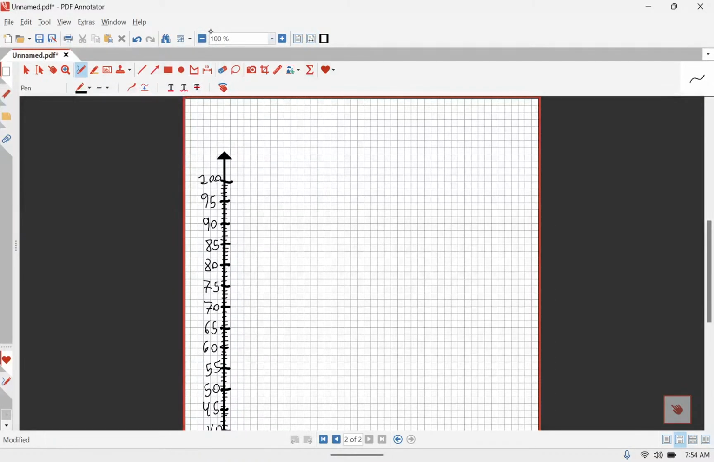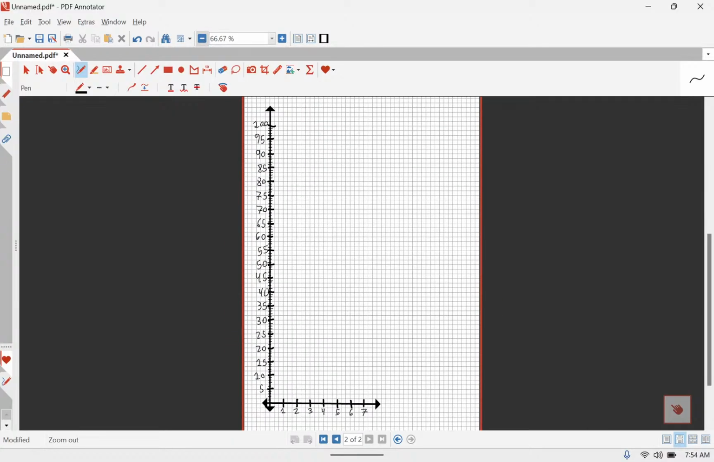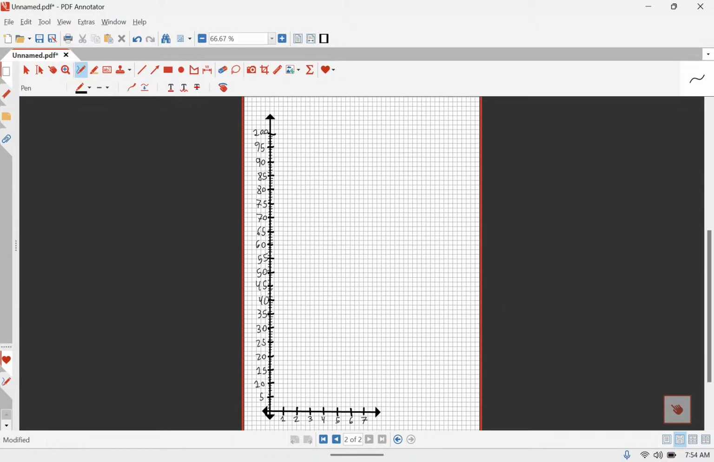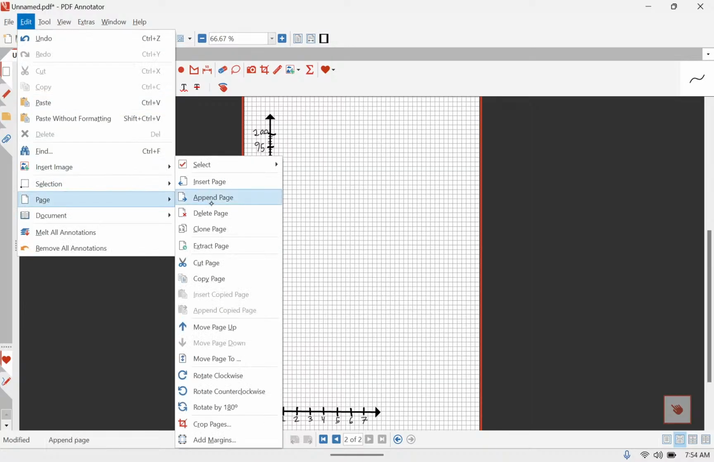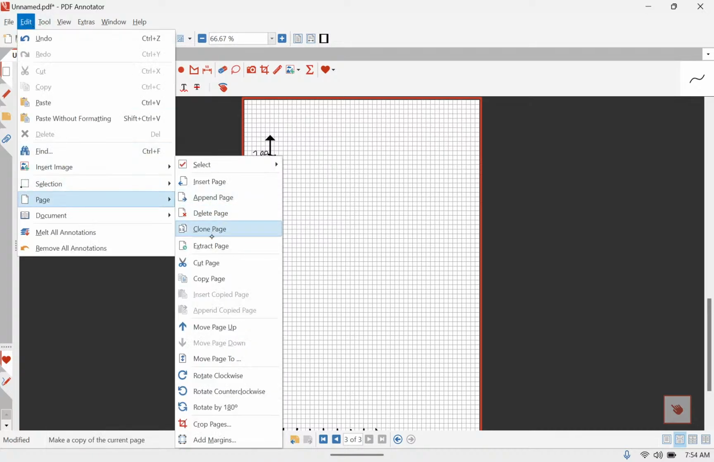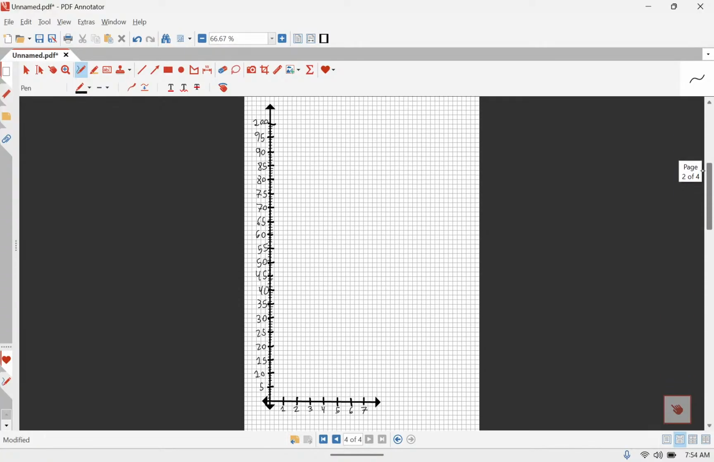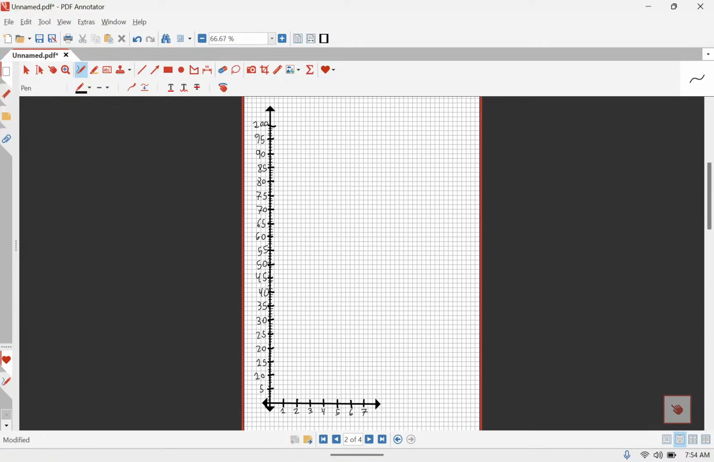Whew, we did it. Okay. I'm going to duplicate this page so I don't have to do this a few times. And again. Alrighty. Can I get you guys back up here in 5, 4, 3, 2, 1?